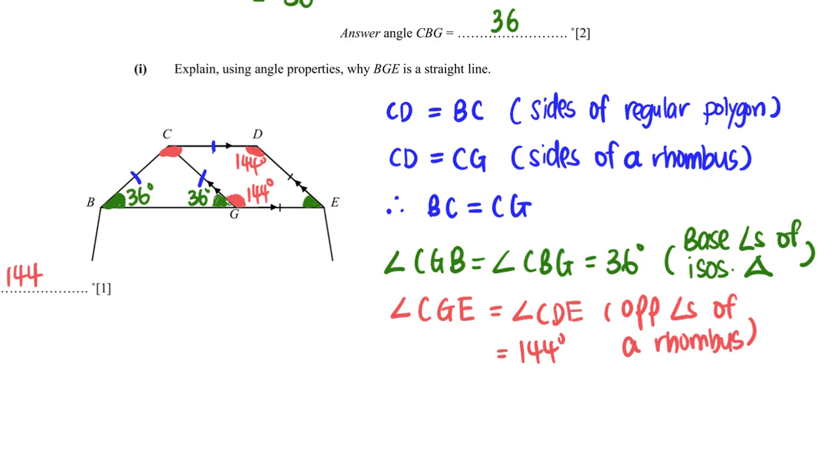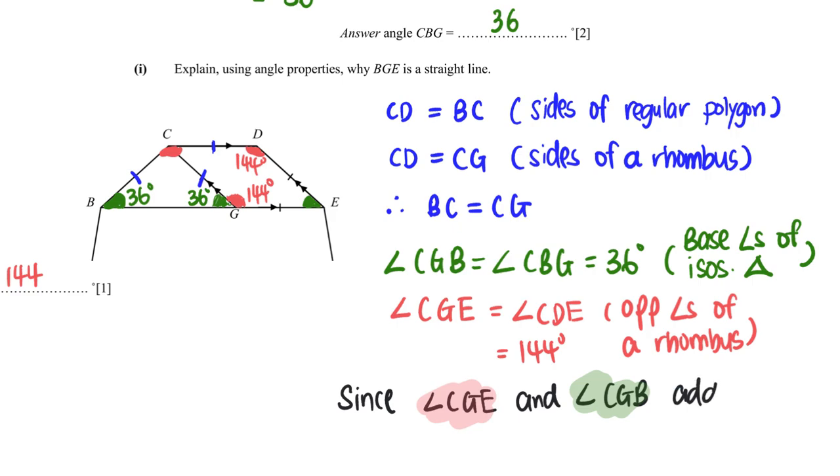And now I can conclude already, because since angle CGE and angle CGB, my red color angle and my green color angle, when I add them together, they add up to 180 degrees. Okay, therefore BGE is a straight line.